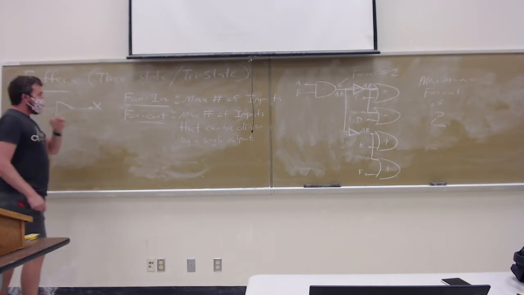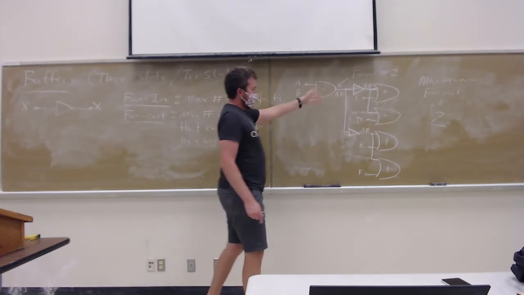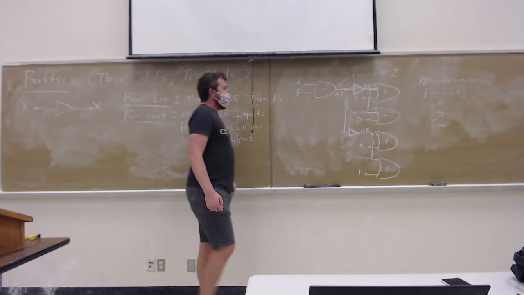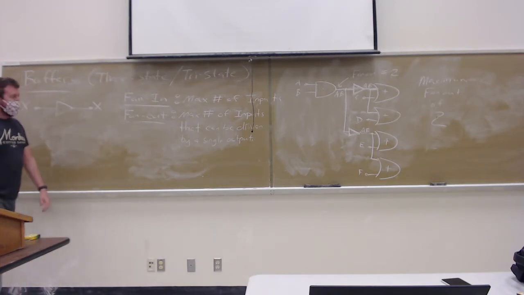So that's fan out, and that's how we can use a buffer to deal with fan out constraints. Any questions about that? All right.